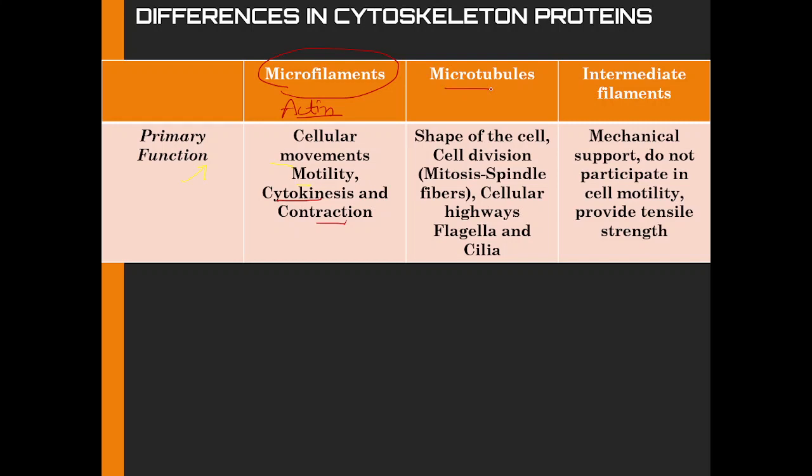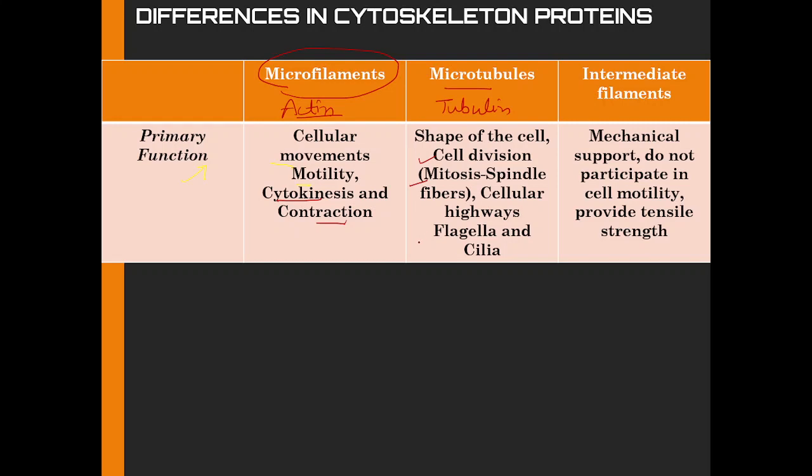The microtubules, which are made up of tubulin proteins, give the shape of the cell and are involved in cell division, mitosis, that is the spindle fibers. They are like cellular highways on which the motor proteins associated with both microfilaments and microtubules can move, and the movements of cellular organelles within a cell also take place.